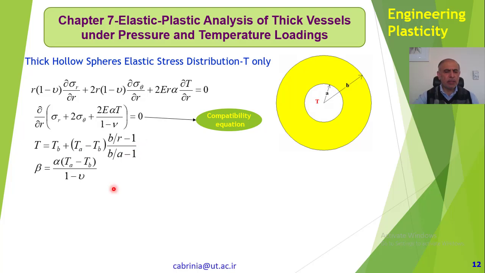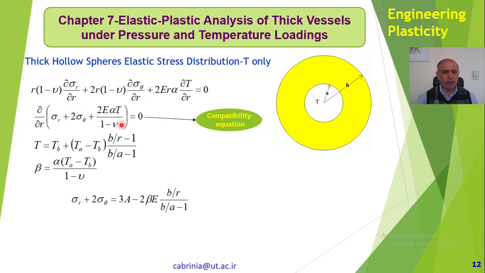And for simplicity, because we want to simplify our equations, we assume another parameter beta is equal to alpha times (TA minus TB) divided by 1 minus mu. Because we have 1 minus mu here, and we are going to use this TA, TB, that's why we assume this relationship so that we can simplify our equations. And therefore, that equation becomes equal to this if we integrate it.